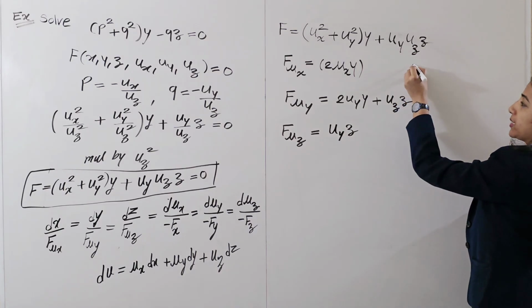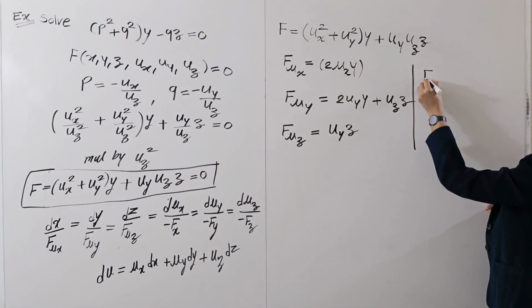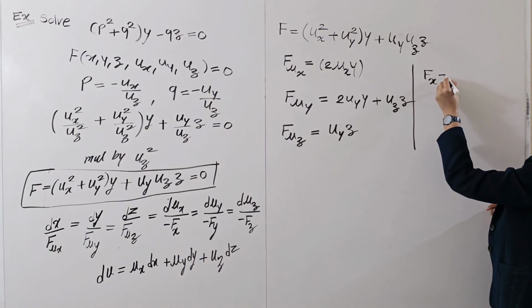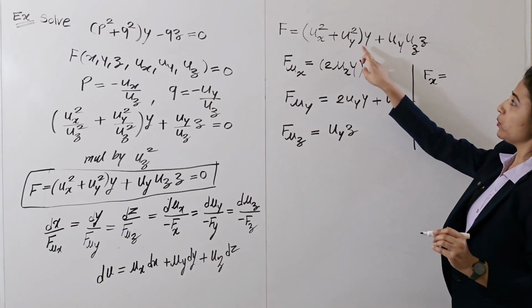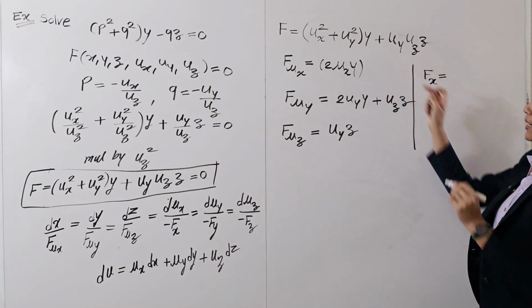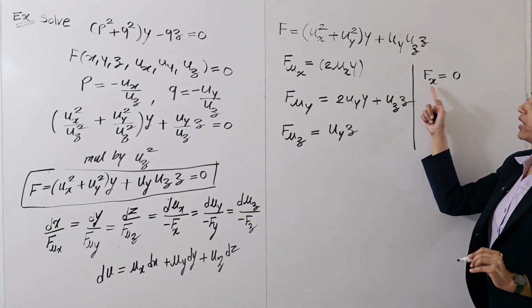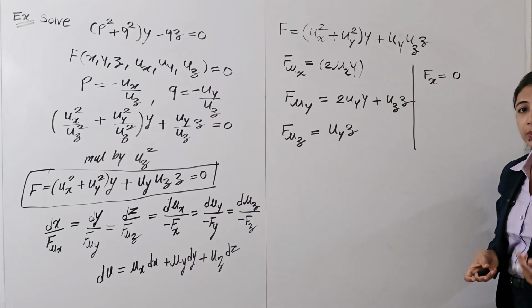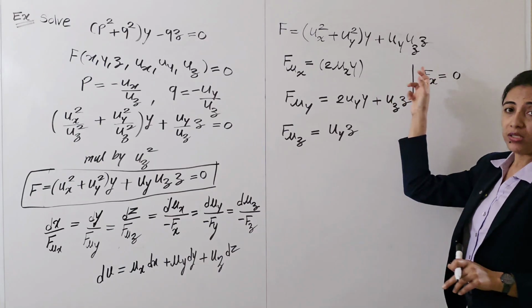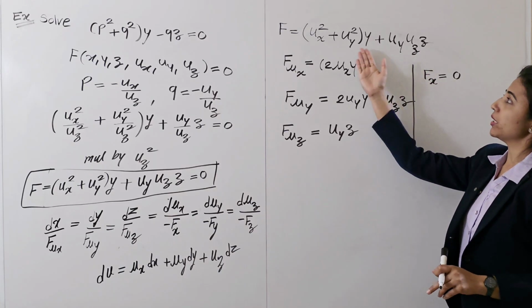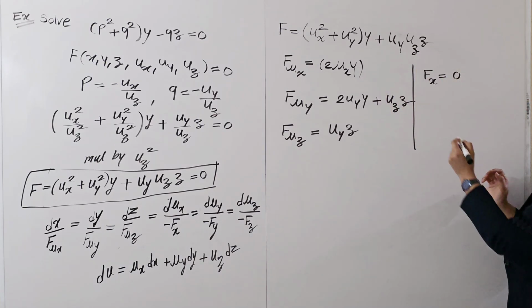Now the next task is to find the partial derivative with respect to x. If we differentiate with respect to x, this term does not contain x, that's why its derivative is 0, because when we are differentiating partially with respect to x, the remaining variables are constant and here all are constant, so the derivative of a constant term becomes 0.